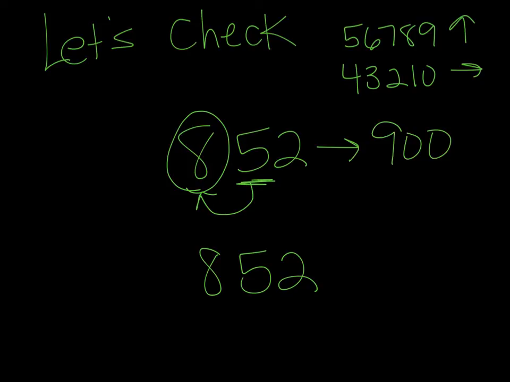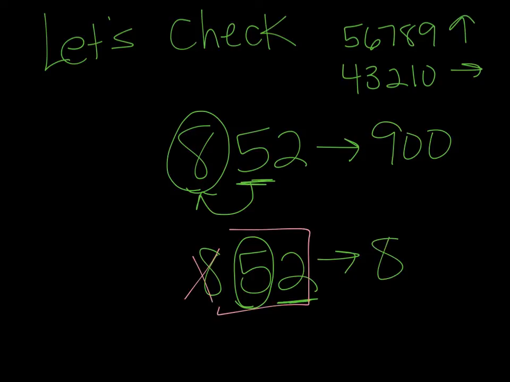Now I'm going to round to the nearest 10. So I'm going to circle the tens digit. I'm going to underline the bossy digit. I'm just going to write that 8 down, and then I'm going to forget about it. And I'm only going to look at 52. The 2 in 52 tells me I'm going to stay the same. The 5 is going to stay the same, so I get 850.